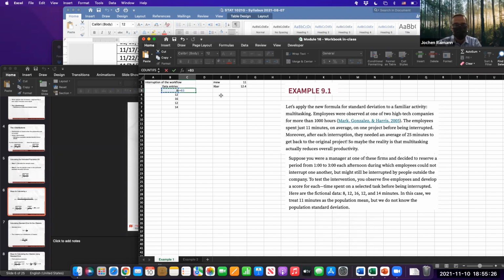Okay, x minus x bar, right? x minus x bar gives you the deviation. That is x minus x bar. Now you want x minus x bar squared. That is now our deviation squared, right? I'm zooming in.